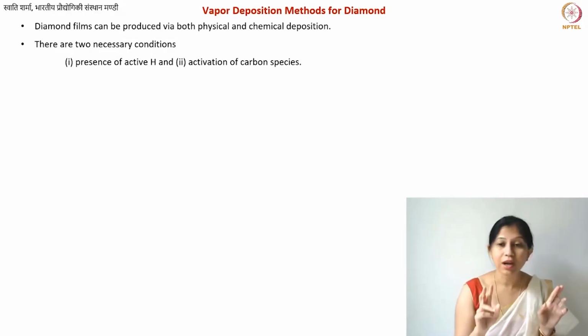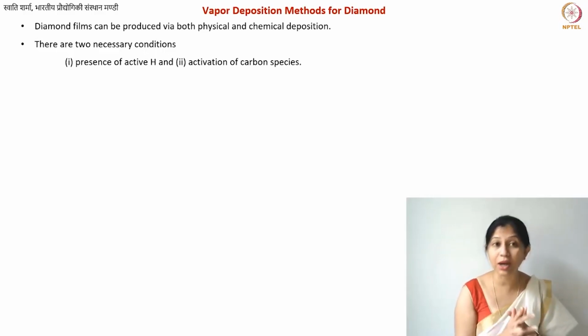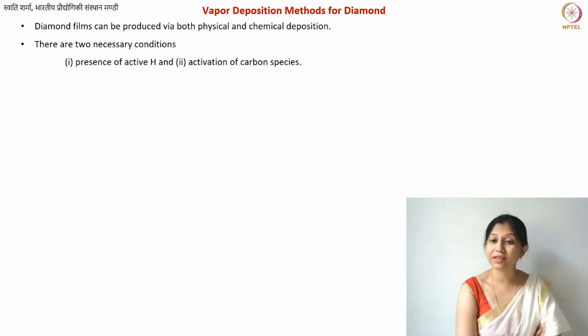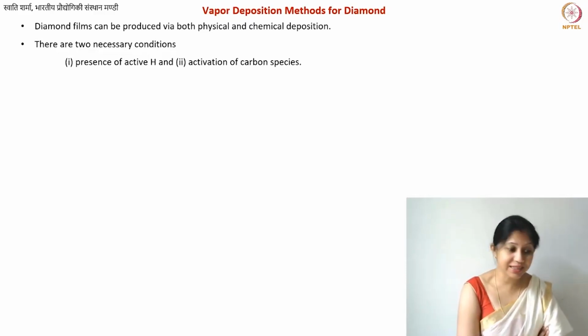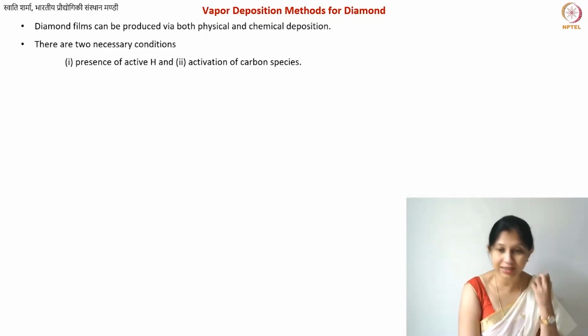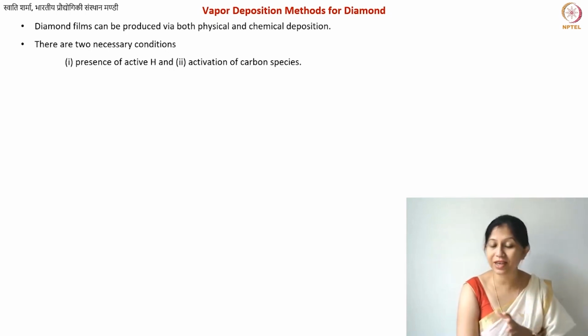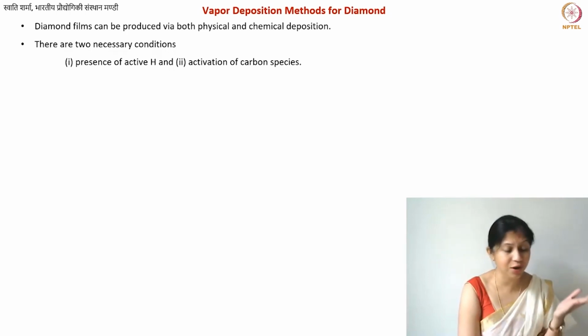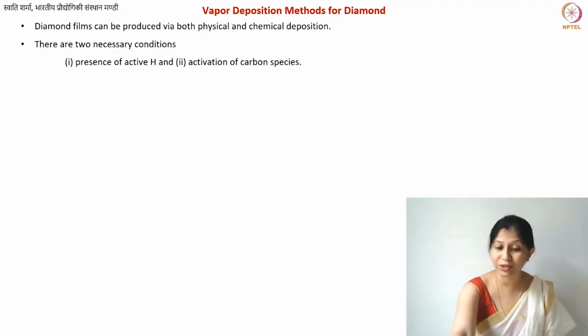So there are two necessary conditions. Number one, atomic hydrogen must be present, otherwise you will get graphite. Number two, the carbon species need to be highly activated. They need to be provided some activation energy. Only then will you get these sp3 type carbon structures. Otherwise, as I mentioned, graphite is always thermodynamically favorable, so whenever there is a chance, the carbon will convert into graphite. Okay, so these are the two conditions.